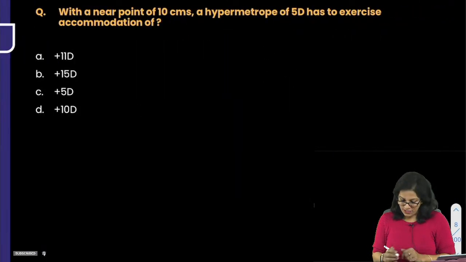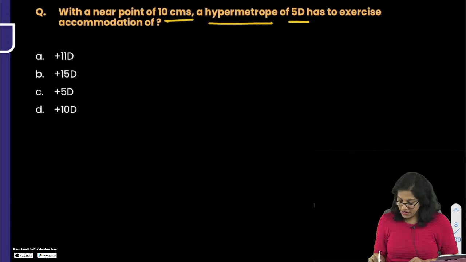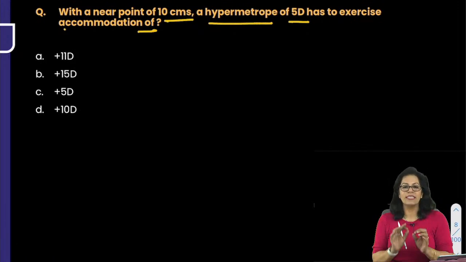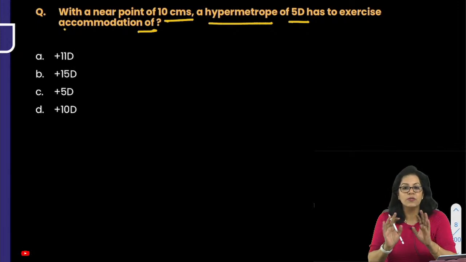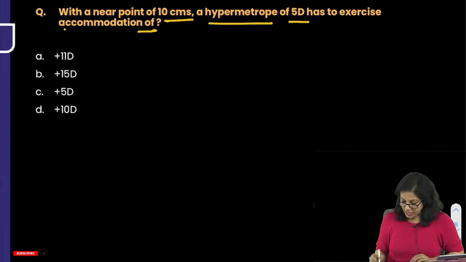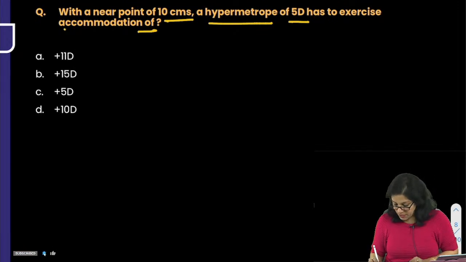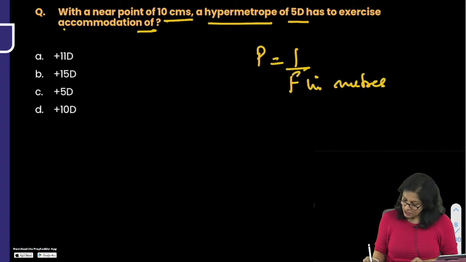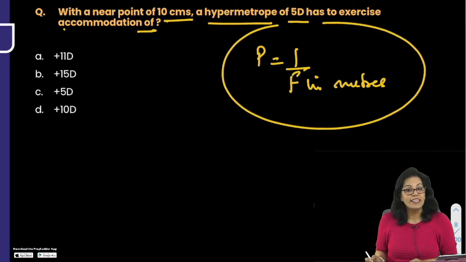Now we are here for accommodation. With a near point of 10 centimeters, okay, a hypermetrope of 5 diopters has to exercise accommodation of. Can we solve this? All of you? How to solve this? With a near point of, so first basic formula, दो चीजें याद रखनी है, you will solve any question like this. What are the two things? First, basic physics you have to remember that any power is inverse of focal length in meters. This thing should be clear to you, right?